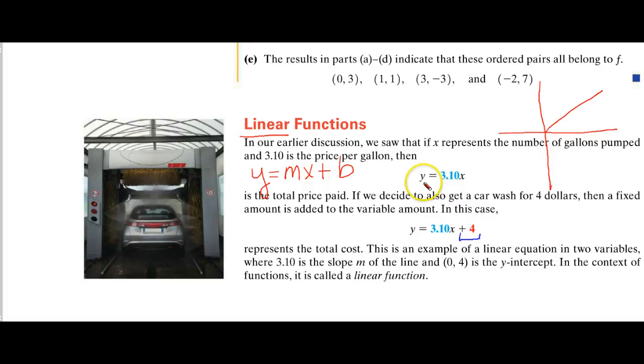Well, this changes your original relationship to this 310 times X, but now plus $4. So this new graph would, if this is 0 and then it was 1, 2, 3, 4, the $4 would be here and your line would start up the graph because of this added charge of $4.